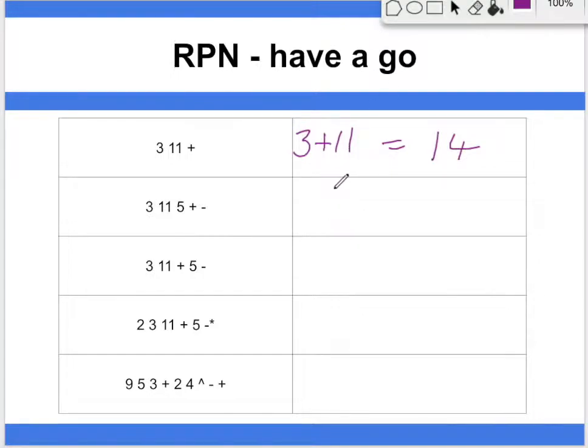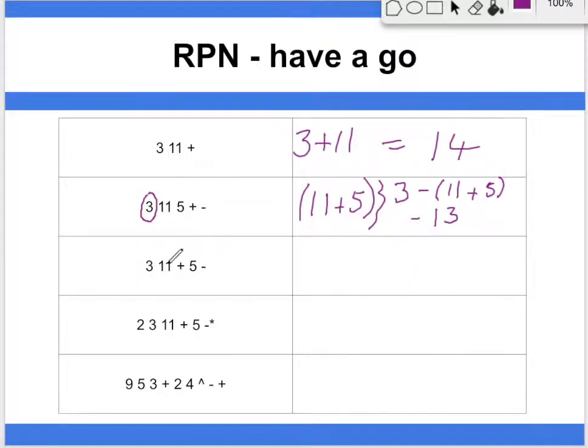With the second one, we've got 3 on its own, so we're going to isolate that in a second. And we've essentially got here 11 plus 5 to do first of all, and then we need to subtract the evaluation of that from 3. So if we were to actually write this equation out, it would look something like 3 minus (11 plus 5), which would give us an answer of, I believe, minus 13.